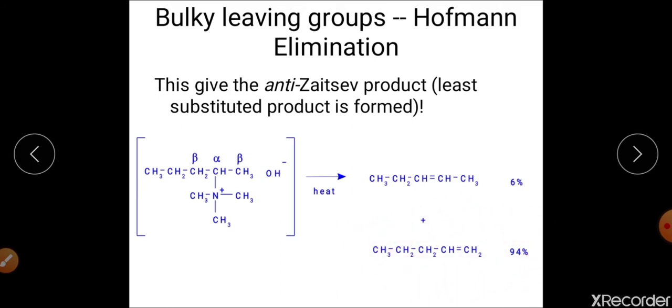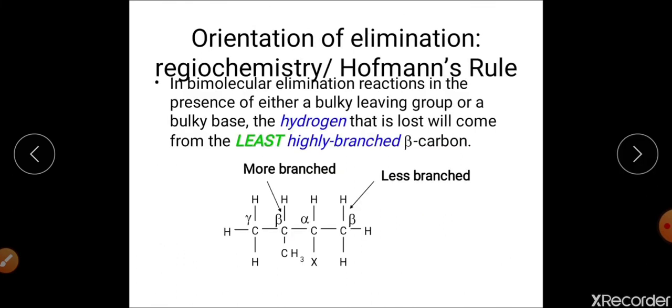So this is the second case in which we are having a poor leaving group. This is the poor leaving group, or we are having a bulky leaving group. So this is another case in which the elimination reaction will follow the Hofmann path, not the Saytzeff path.